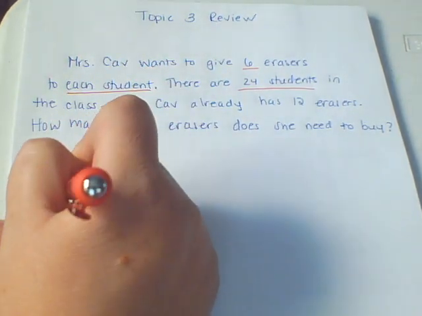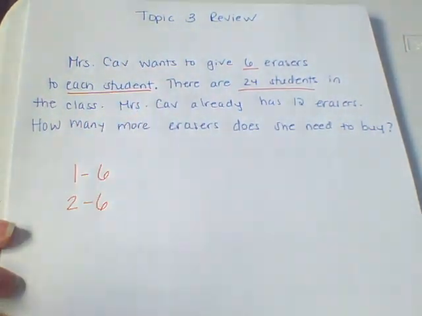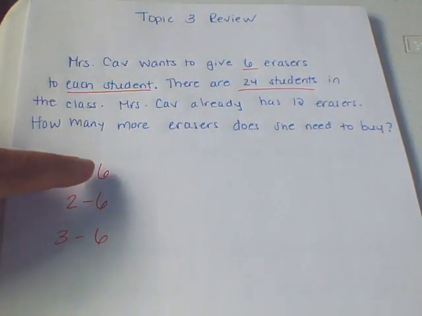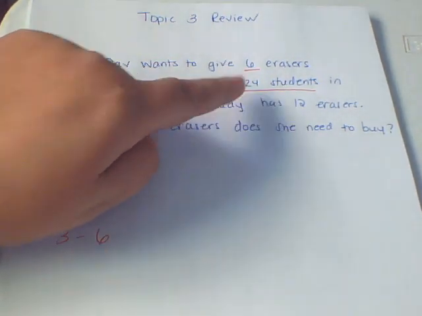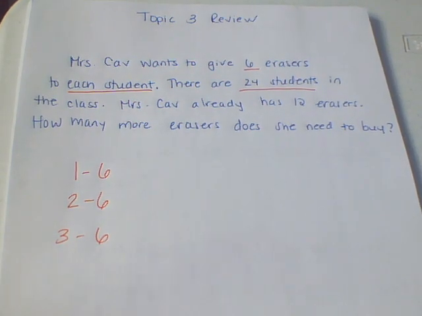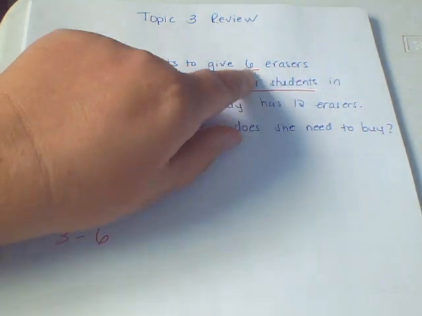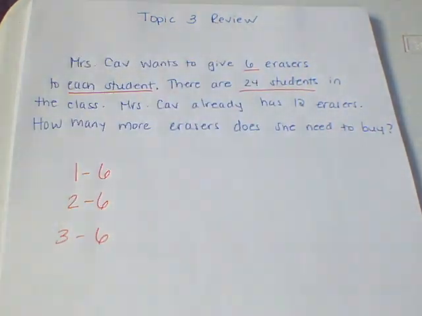Student 1's going to get 6 erasers. Student 2's going to get 6 erasers. Student 3's going to get 6 erasers. We would have to add 6 24 times. But let's keep reading because there's more to this problem. Okay? So all 24 students are going to get 6 erasers. But here's an interesting part.